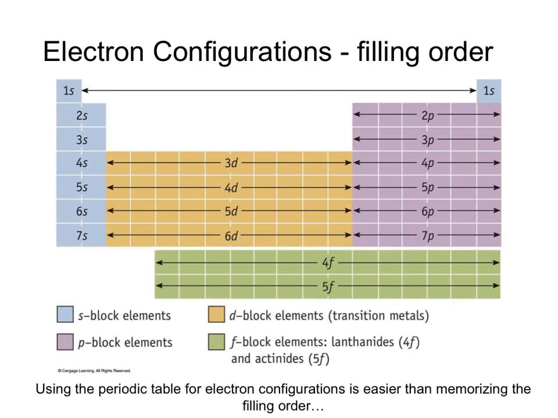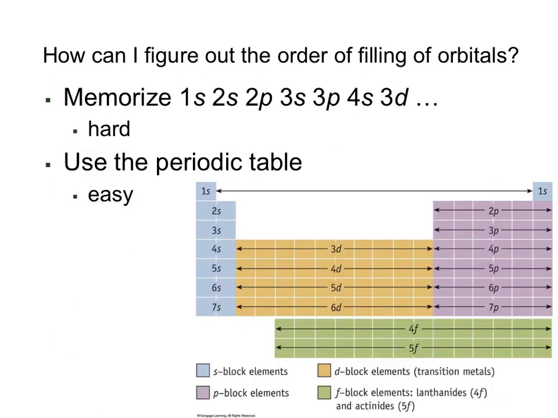Using this idea of blocks of the periodic table like this makes it easier for us to see and to remember the order in which electrons are added into an atom. And so you can either memorize 1s, 2s, 2p, 3s, 3p, 4s, 3d, and so on, or you can use the periodic table, which is a much easier method.